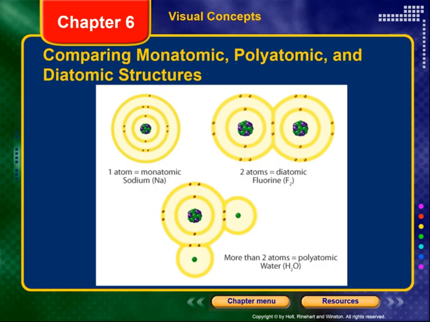Comparing monatomic, diatomic, and polyatomic structures. A molecule or ion that contains only one atom is monatomic. The prefix mono means one. A molecule or ion that contains only 2 atoms is diatomic. The prefix di means 2. A molecule or ion that contains more than 2 atoms is polyatomic. The prefix poly means many.